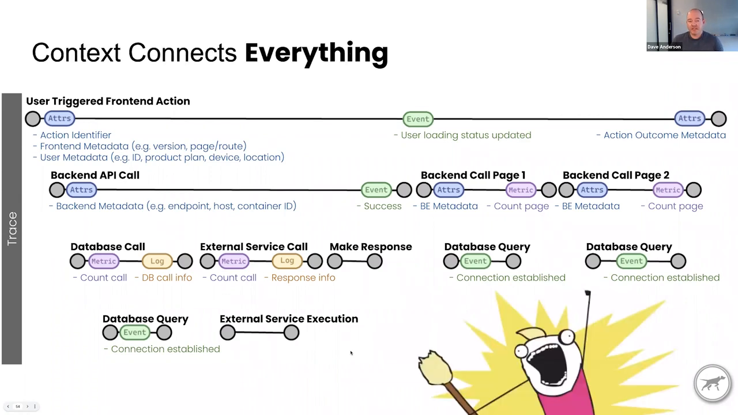So you can see that context connects everything. And the more context and the more data we can attach to these events and these traces, these logs and these metrics, allows us to correlate all of this information together and allows us to search and surface insights about all of these related events.